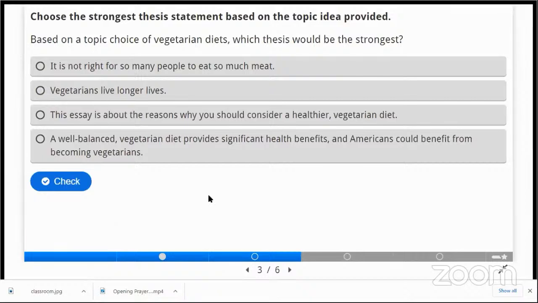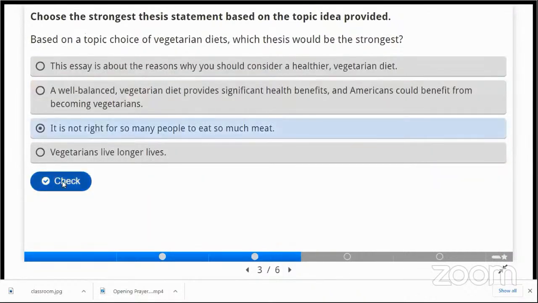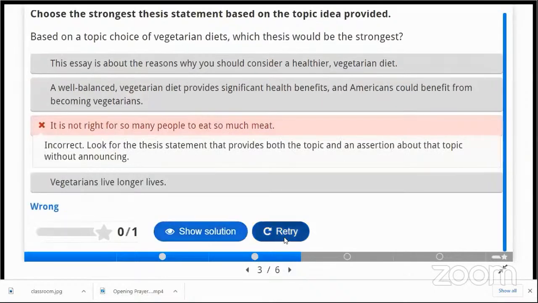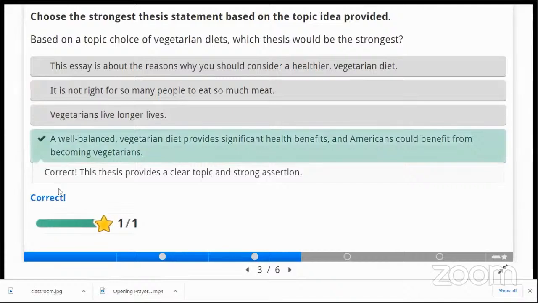Number two, ma'am, vegetarians live longer lives. First, second, third, or fourth? Second, po. Okay, let's check. Let's try again. How about the others? Kate, what do you think is the answer here? Letter C, ma'am. Let's try. It's also not correct. How about D? Yes, Marivic? The well-balanced vegetarian. Alright, that's correct. A well-balanced vegetarian diet provides significant health benefits and Americans could benefit from becoming vegetarians.